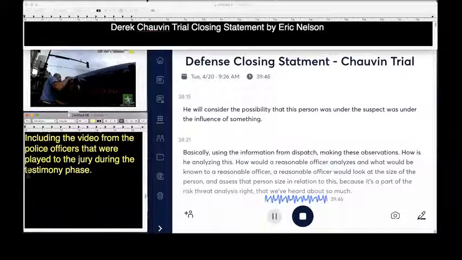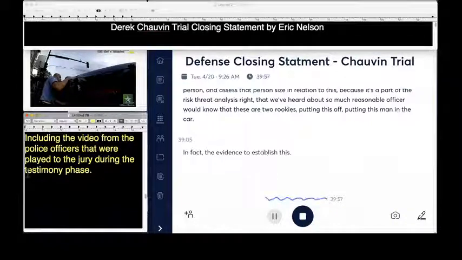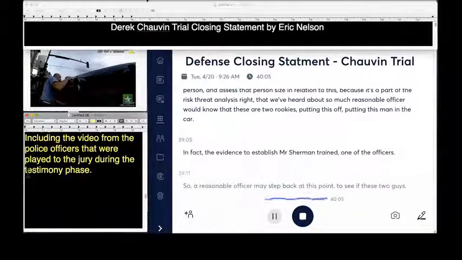A reasonable officer would know that these are two rookies putting this man in the car. In fact, as the evidence established, Mr. Chauvin trained one of the officers. So a reasonable officer may step back at this point to see if these two guys can get this under control.